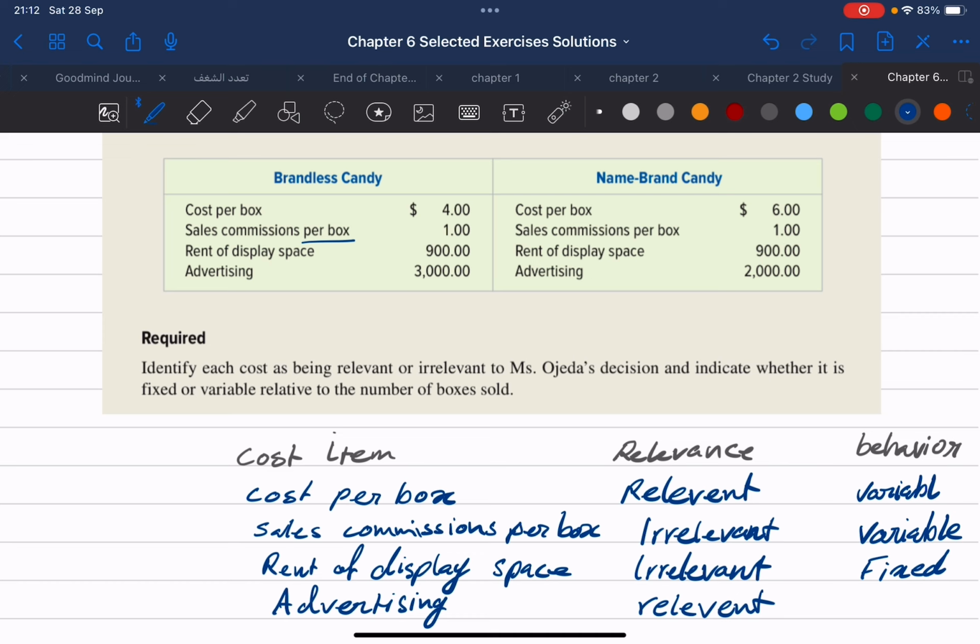Now, is it a variable cost or a fixed cost? Let's consider our analysis again. If she pays this much on advertising, say $3,000, if she decides to go for the brandless candy, is that payment going to be different whether she sells 400 boxes, 600 boxes, 10 boxes only, or so on? No, that advertising cost is still going to be the same, regardless of the number of boxes that Ms. Ojida eventually sells. So that makes this particular cost a fixed cost.